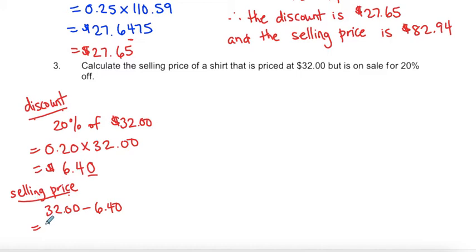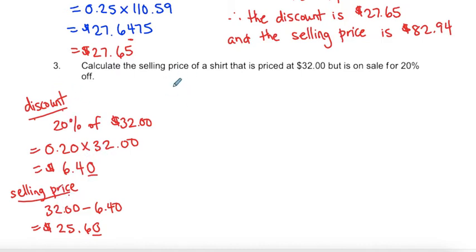And that gives me an answer of $25.60. So it really only gives me 25.6 in my calculator, but I have to add that extra 0 at the end because money needs 2 decimal places. So this is one way to solve this question.